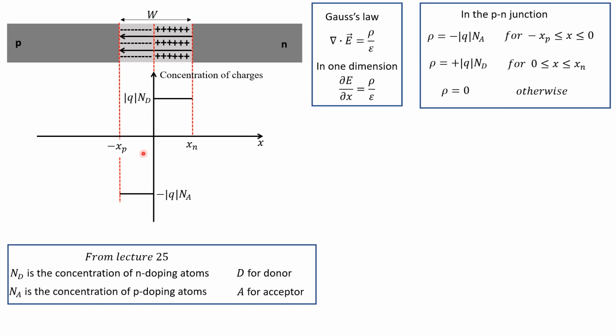Now, since within these two domains the concentrations are uniform, that means that when we integrate the electric field within each of these two domains, we're going to get a linear dependence of the electric field on x, because within these two regions, the derivative of the electric field with respect to x is a constant term.